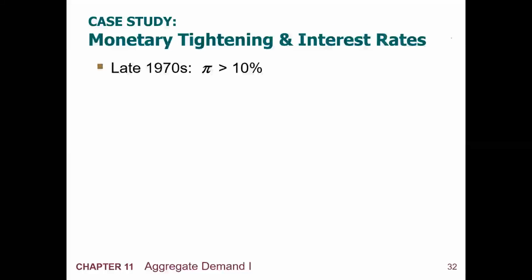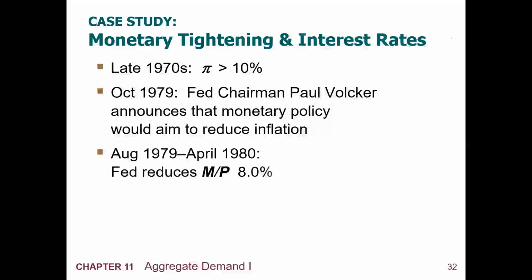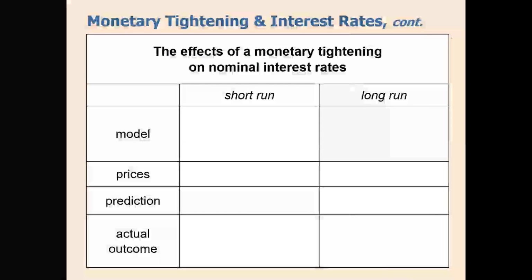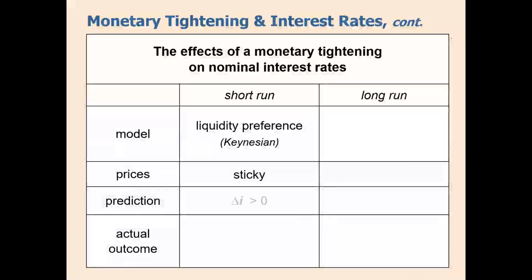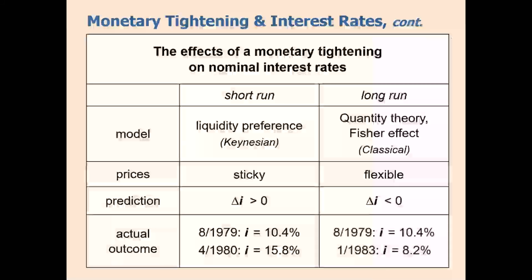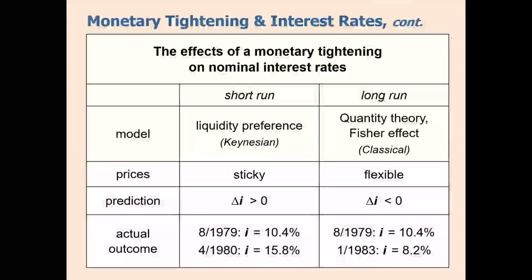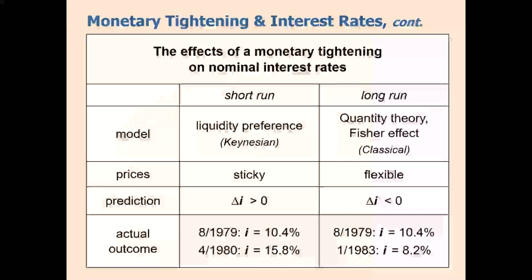Interest rate. So, late 1970s. All right. So the effect of monetary tightening on nominal interest rates. Nominal interest rates, key thing, nominal. So in the model, we have the short run and the long run. In the liquidity preference model, in the short run, prices are sticky. We know that.